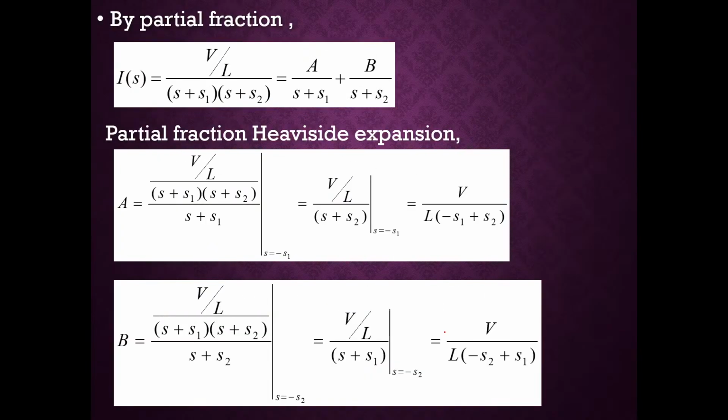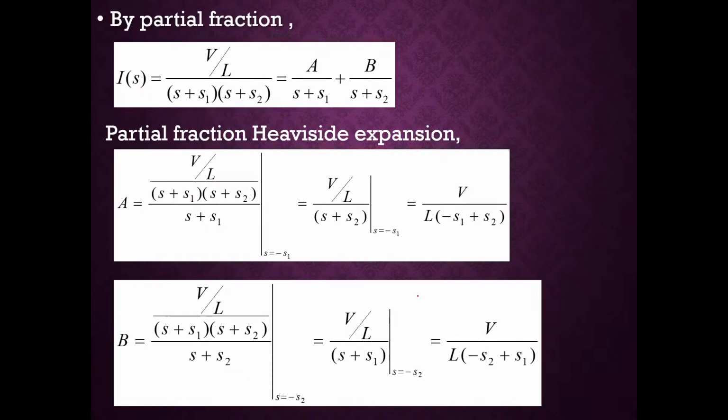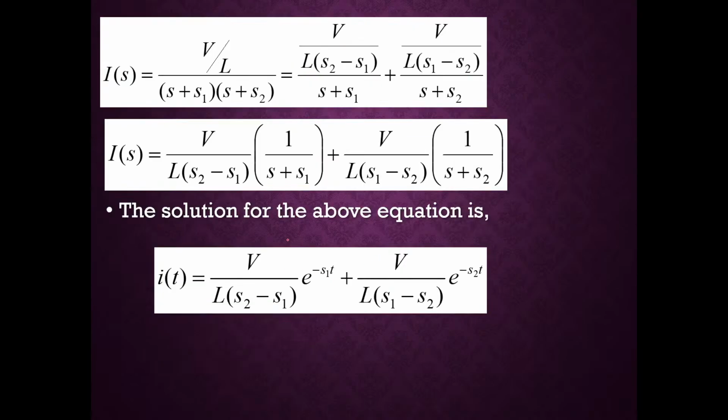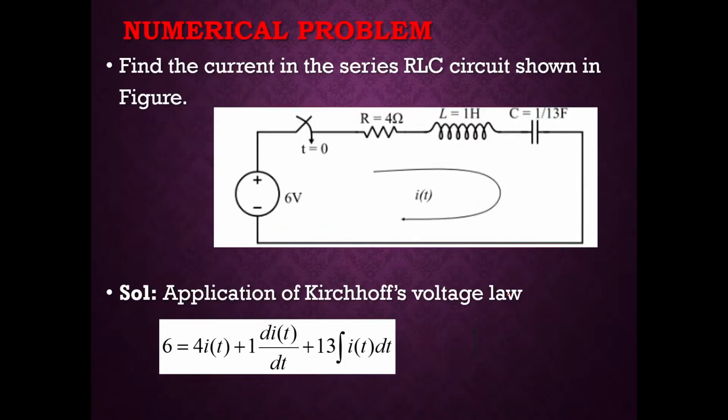If it is the over damped response, that is case one, the response is I of t equal to V by L (s2 minus s1) into e to the power of minus s1 t plus V by L (s1 minus s2) e to the power of minus s2 t. These are the three responses, depending on whether the response is critically damped, under damped or over damped. Now let us discuss a numerical problem and conclude this session.